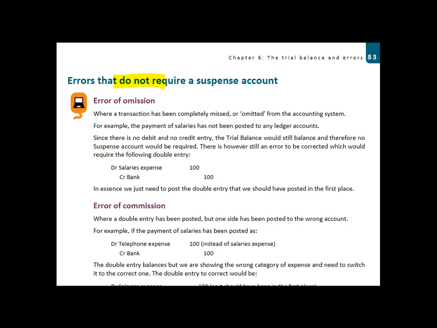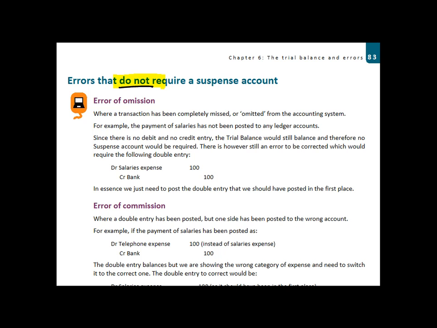Well, if you remember your basic principles, a suspense account is required when the trial balance doesn't balance. And the trial balance won't balance if one of your original double entries doesn't balance. If you, for instance, post a single-sided double entry, so let's say you only post a credit to bank of 100 and you don't have a corresponding debit, then ultimately the trial balance isn't going to balance, so you would need a suspense account. Well, what about errors where we do not require a suspense account?